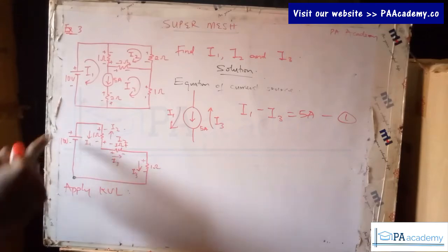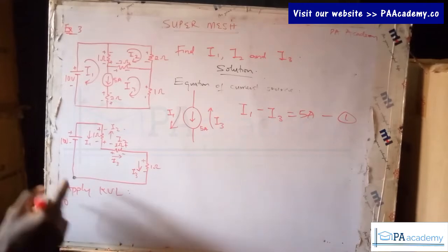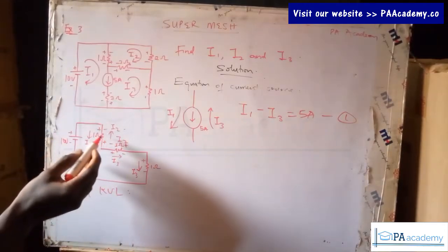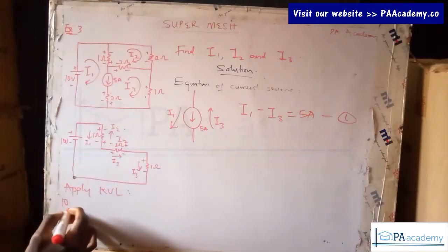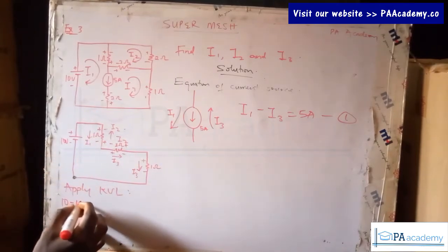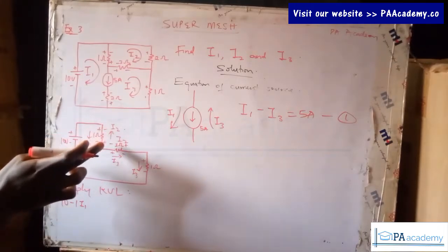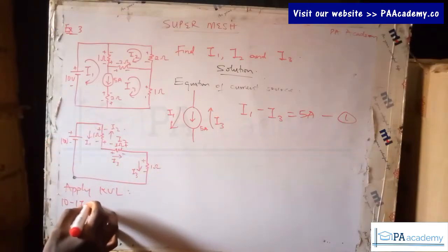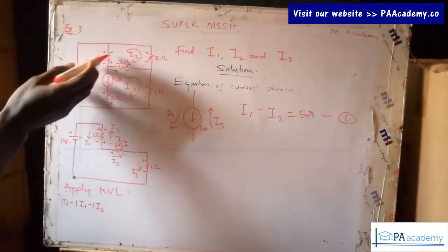So from minus to plus, that's going to be 10. The first element we will come across is this 1 ohm resistor. From plus to minus due to the 1 ohm resistor, that's going to be minus 1 I1. Also we have from negative to positive due to I2, so we are going to be having minus 1 I2. So we are done with this 1 ohm resistor.